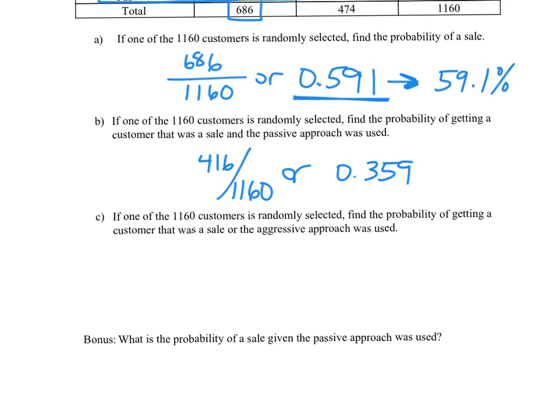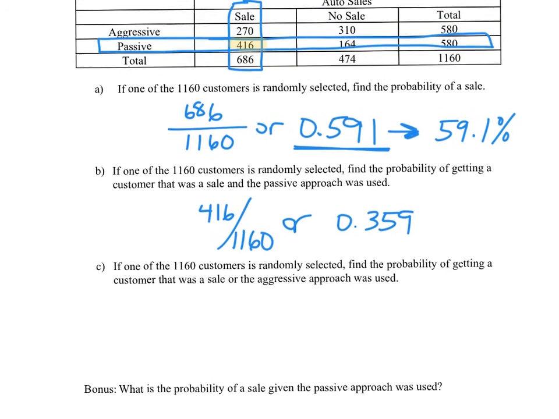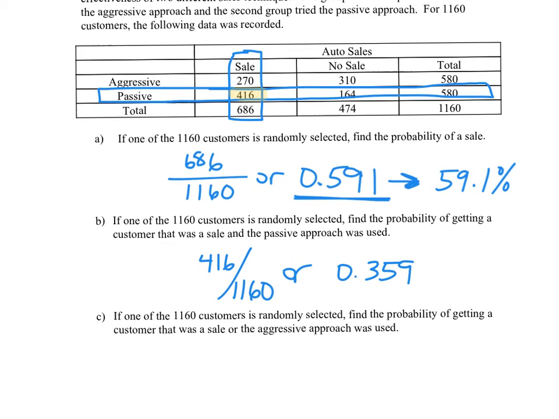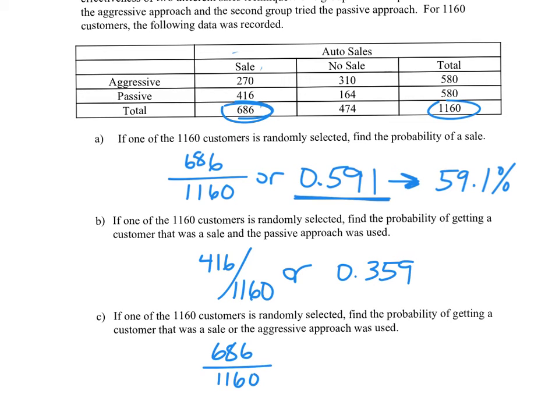And the last one on this part is, if one of the 1,160 customers is randomly selected, find the probability of getting a customer that was a sale or the aggressive approach was used. Okay, we need a sale or the aggressive approach. Let's get rid of this now. The probability of getting a sale would be 686 out of 1160. Or we could select someone where the aggressive approach was used. That's 580 out of 1160.